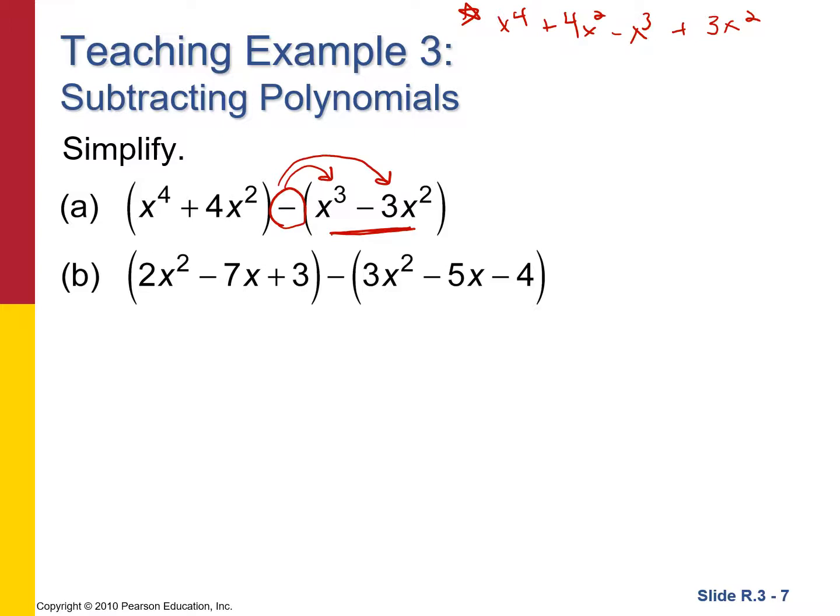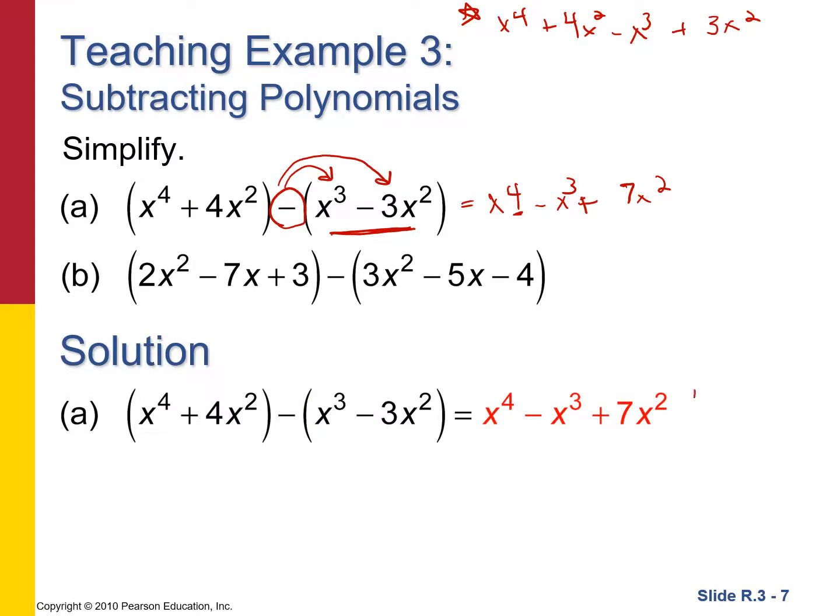Notice there is an x to the fourth here, and there's no term like it, so that's going to stay the same. There's a minus x to the third here. And notice I'm doing them in order of exponents, all right? And then 4x squared plus 3x squared, so we have plus 7x squared, okay? And notice it's all the same here, okay?